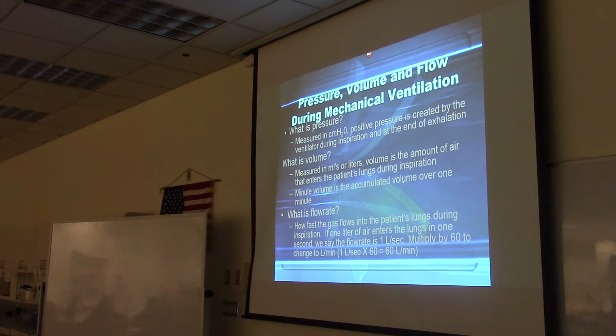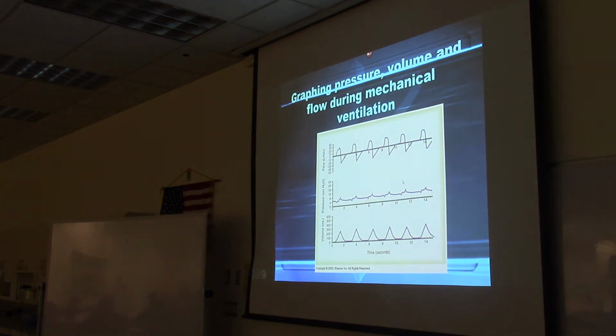And what is flow rate? It's how fast the gas flows into the patient's lungs during inspiration. If 1 liter of air enters the lungs in 1 second, we say the flow rate is 1 liter per second. And then we can multiply by 60 to change to liters per minute, and then it would be a flow rate of 60 liters per minute. So those are the definitions. And what does it look like on a graph?